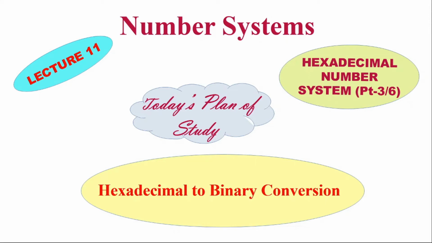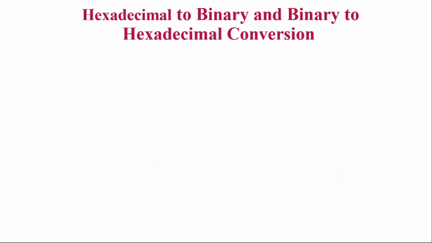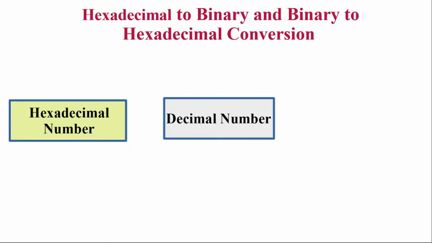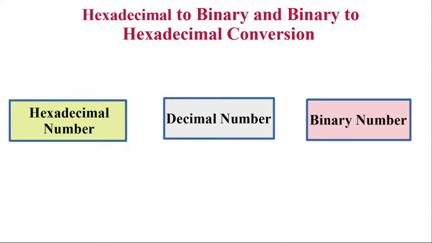Our today's topic is hexadecimal to binary conversion. We have already discussed how the hexadecimal number can be converted into decimal number in lecture 10 and how the decimal number can be converted into binary number in lecture 2 and 3.